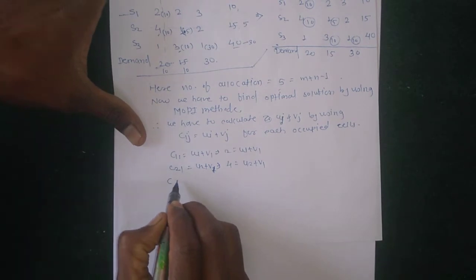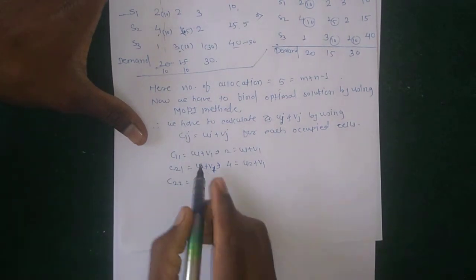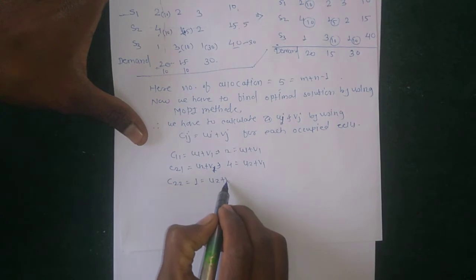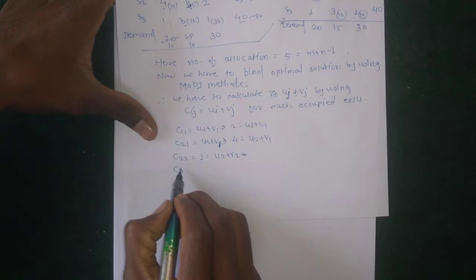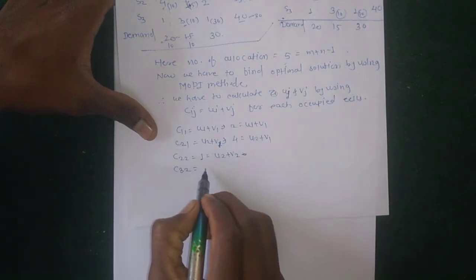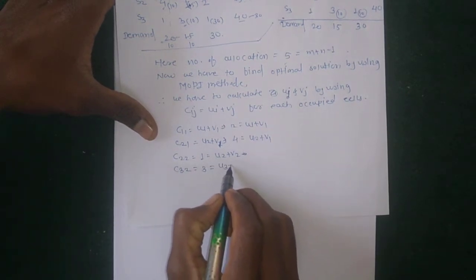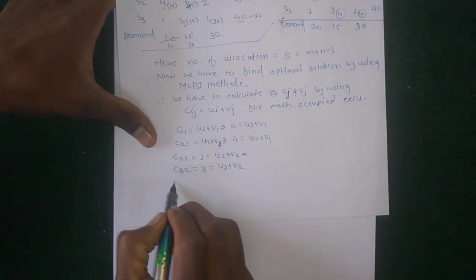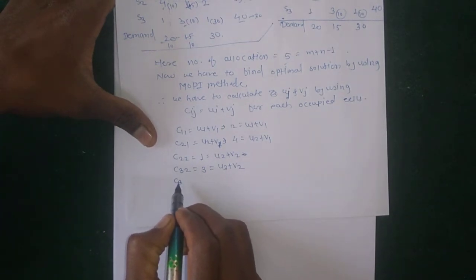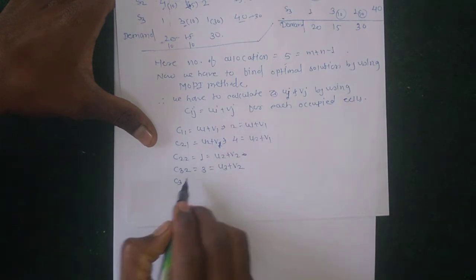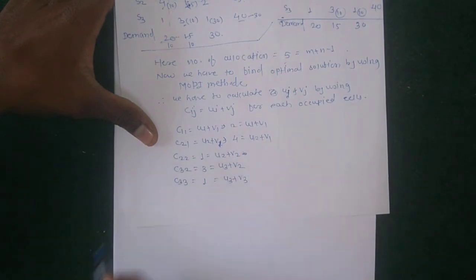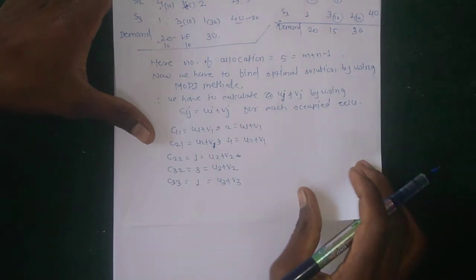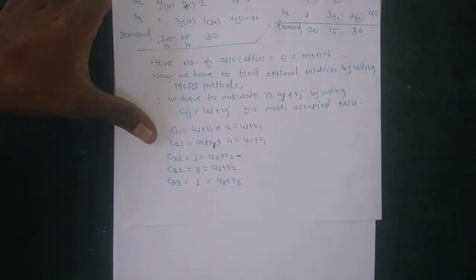Then the next allocation is C22, whose value 1 is equal to U2 plus V2. Next is C32, whose value 3 is equal to U3 plus V2. And the last one, in the last column, is C33, whose value 1 is equal to U3 plus V3. Put any one of the values as 0.